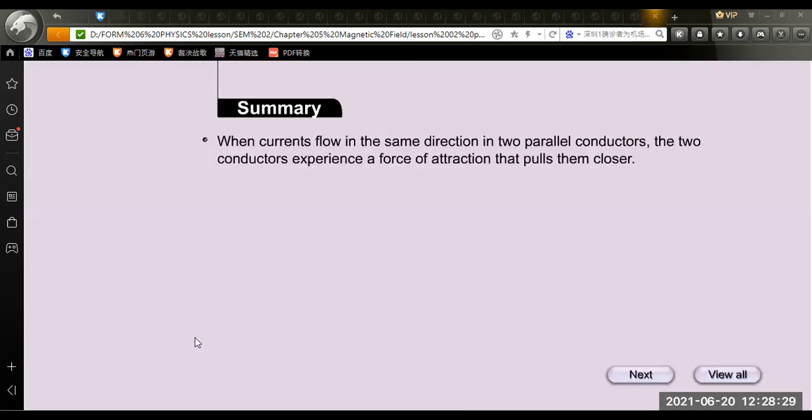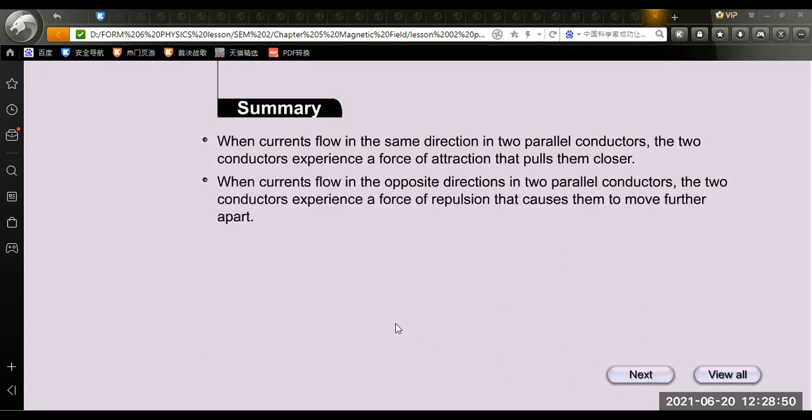Thus, as a summary, when current flows in the same direction in two parallel conductors, the two conductors experience a force of attraction that pulls them closer. And next, when current flows in the opposite direction in two parallel conductors, the two conductors experience a force of repulsion that causes them to move further apart.